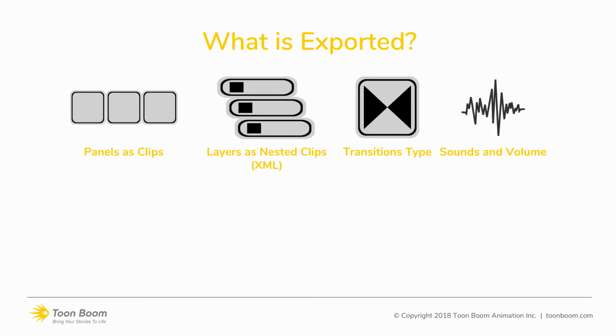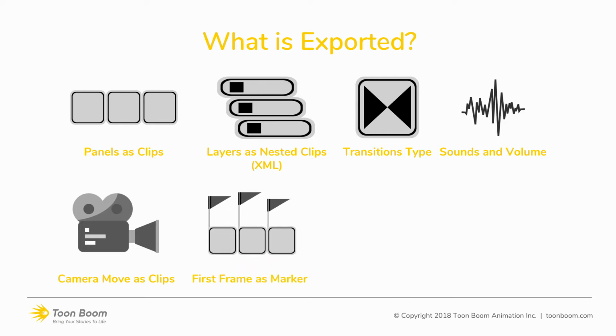Sound clips, including the start and end frame, as well as volume keyframes, will be exported. The camera motions are also exported as clip animation. If you want to, you also have the option to export the first frame as a marker for each scene. So in your third-party application, you will see a marker at the beginning of each scene in your timeline. You can also export the captions as metadata.